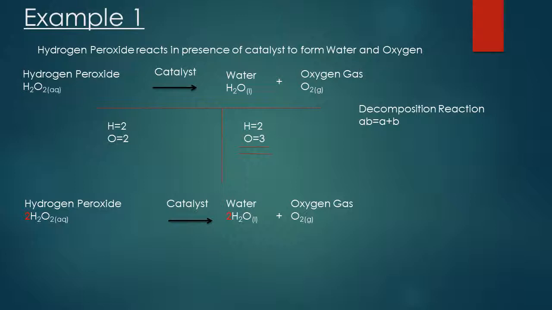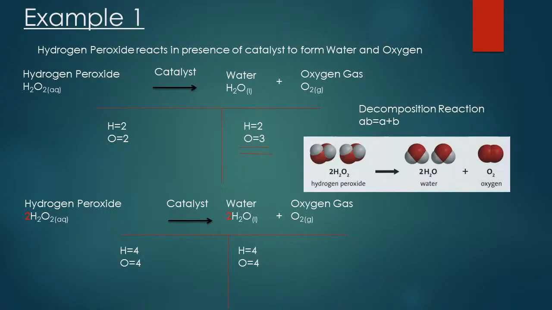Before writing the final statement, it's good practice to check the answer. So we check it. Yes, hydrogen has 4, oxygen has 4. On the right hand side, hydrogen has 4 atoms and oxygen has 4 atoms, so it's balanced.